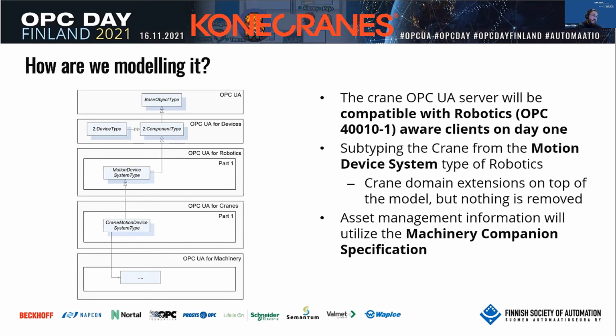The other use cases we are covering with part 1 of the crane companion specification are the communication of limitations from external systems to the crane, supervision, and condition monitoring.